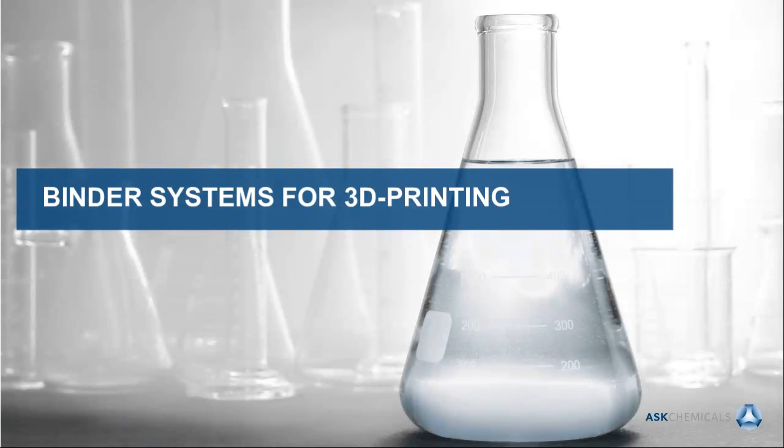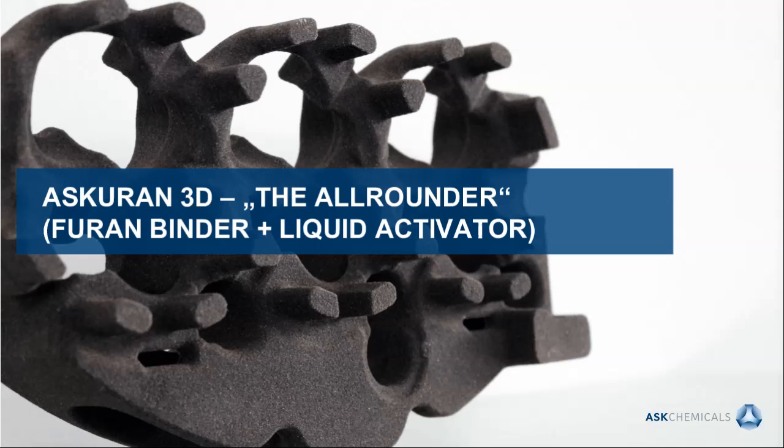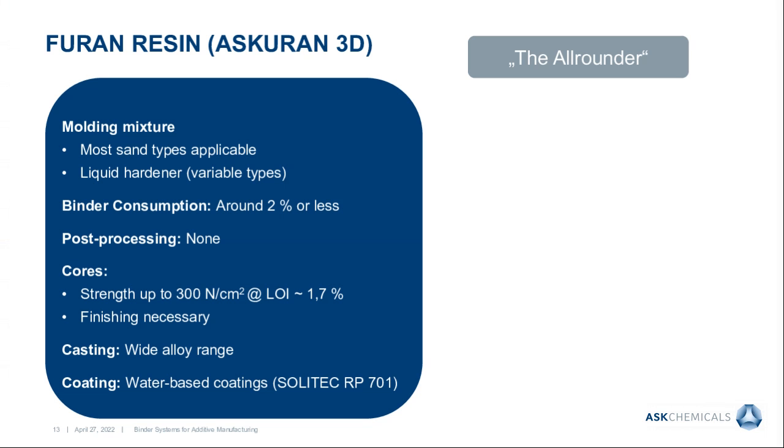So let's have a more detailed look into the printing systems provided by ASK. And let's start with Ascoran 3D, which is a furan binding system combined with a liquid activator in the sand. So in terms of the molding mixture, most sand types are applicable with this system. And as already mentioned, there is a liquid hardener which can vary in type, and the variation in type already gives the possibility to steer the process in terms of reactivity.